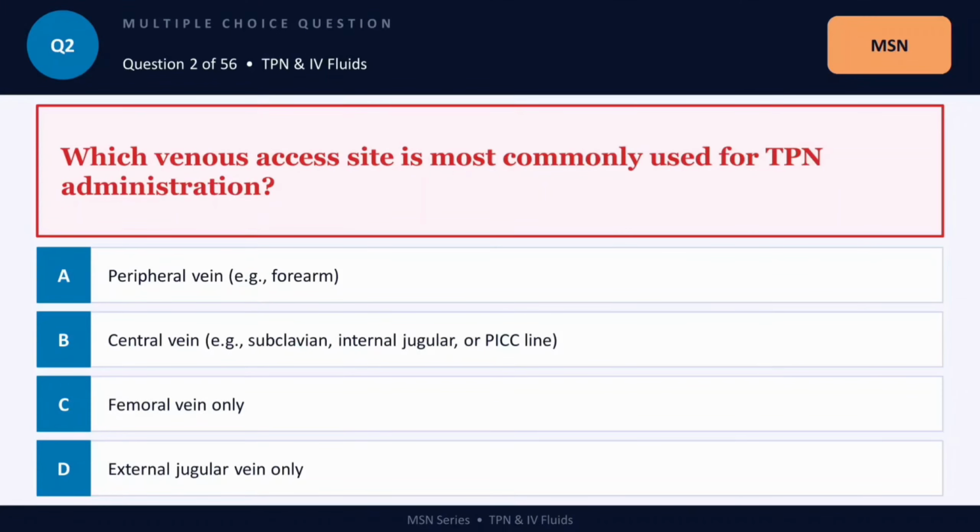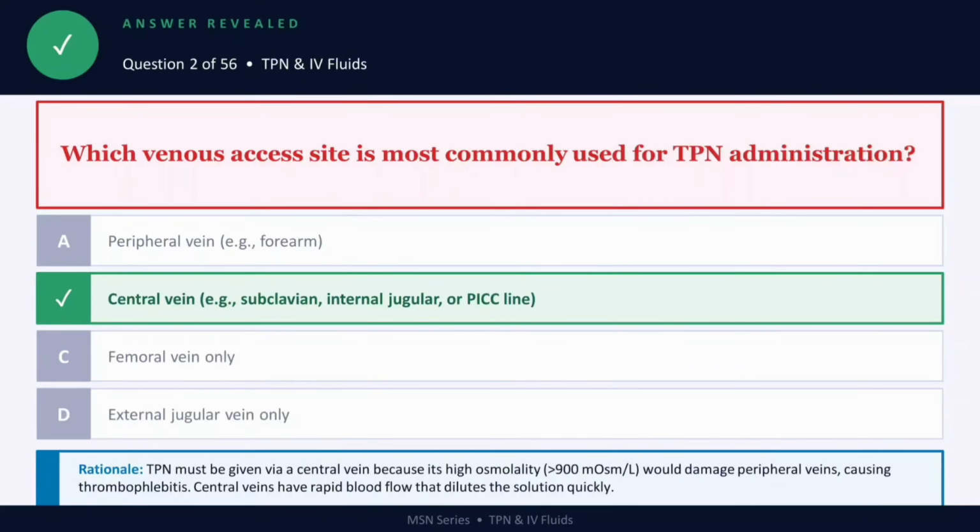Question number 2. Which venous access site is most commonly used for TPN administration? Option A. Peripheral vein. Option B. Central vein. Option C. Femoral vein. Option D. External jugular vein only. The correct answer is option B.